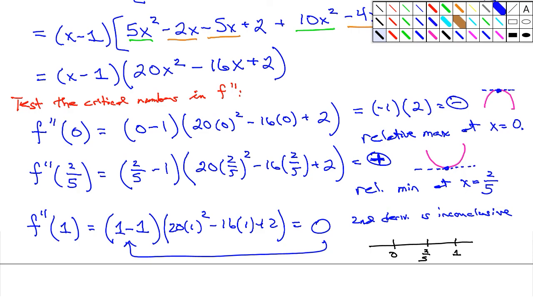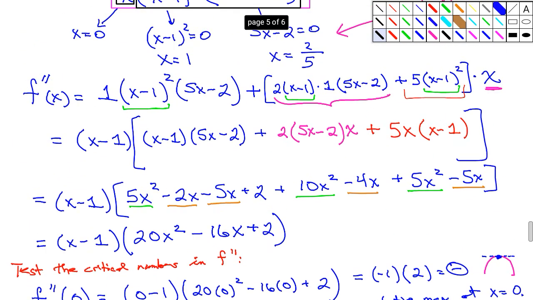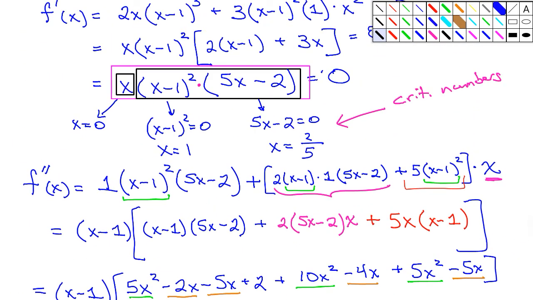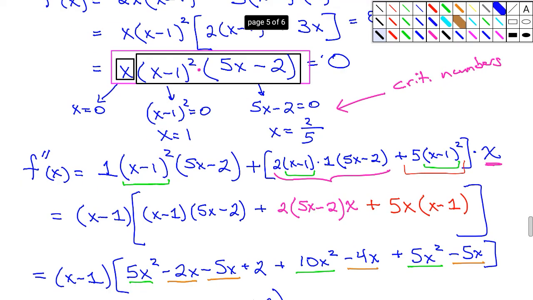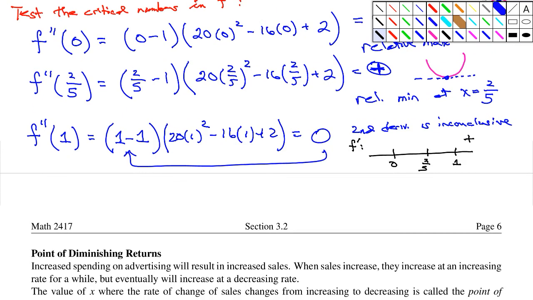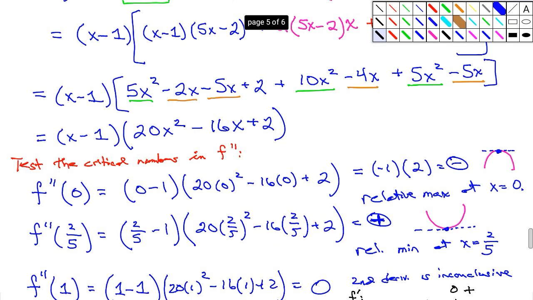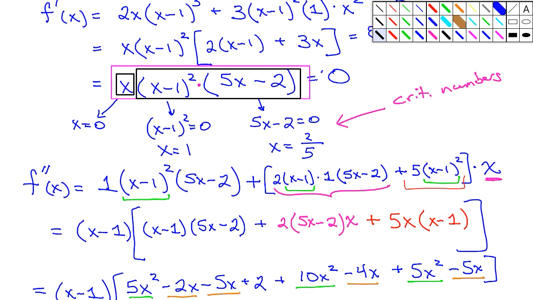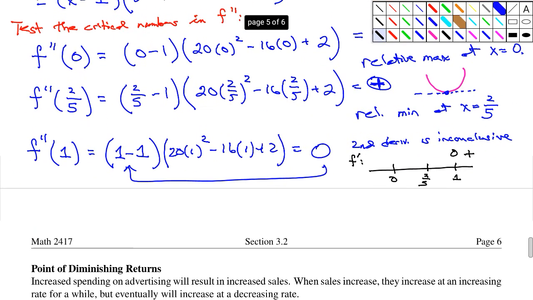If we test on the right side of 1 in the first derivative, let's test at, say, 2. So 2 times 2 minus 1 squared times 5 times 2 minus 2, that's positive. And then in the second derivative, the multiplicity was equal to 2. So that means it's going to be positive on the left side of 1 as well.